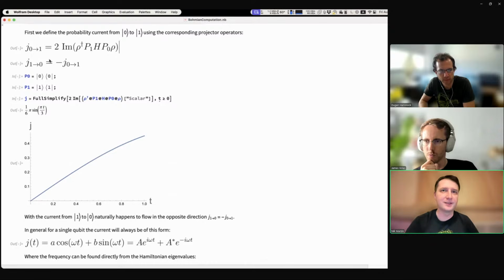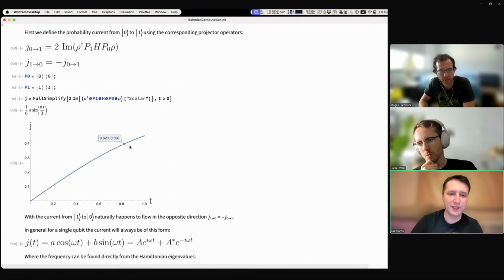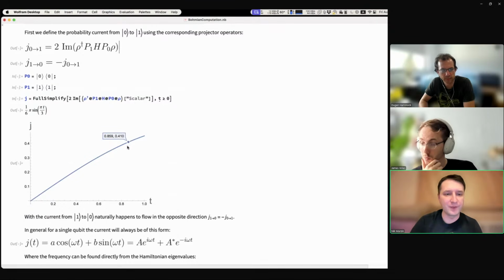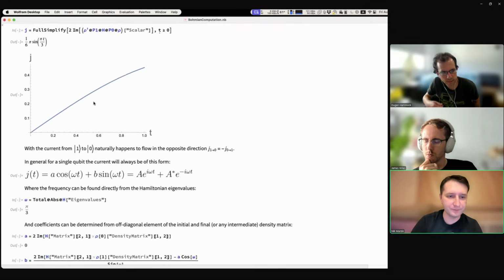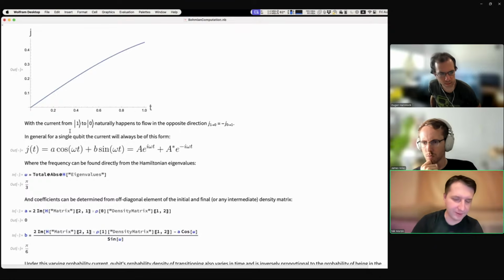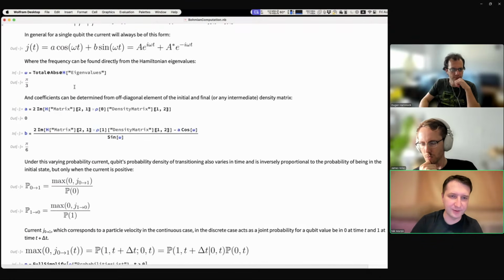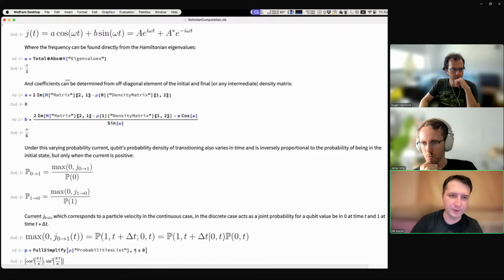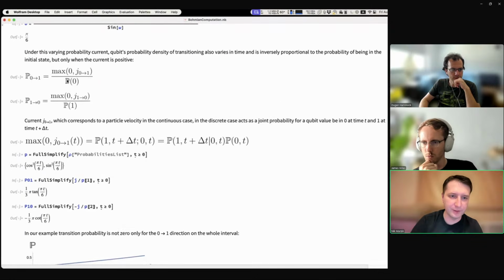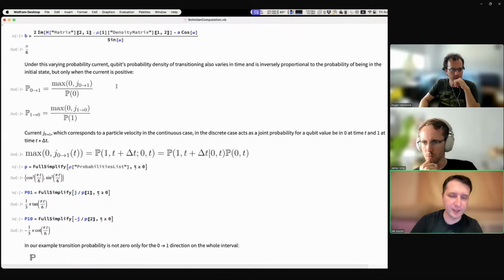So the current from 0 to 1, you can compute it by this, and if it's just two values, then the inverse current is just the negative of that, right? So you can compute one only. You only need to compute one current, for example from 0 to 1, and there's a bunch of different ways of computing it. I guess we can skip it because it always has this kind of form with some natural frequency given by the Hamiltonian. But from the current, you can actually compute the probability of jumping.